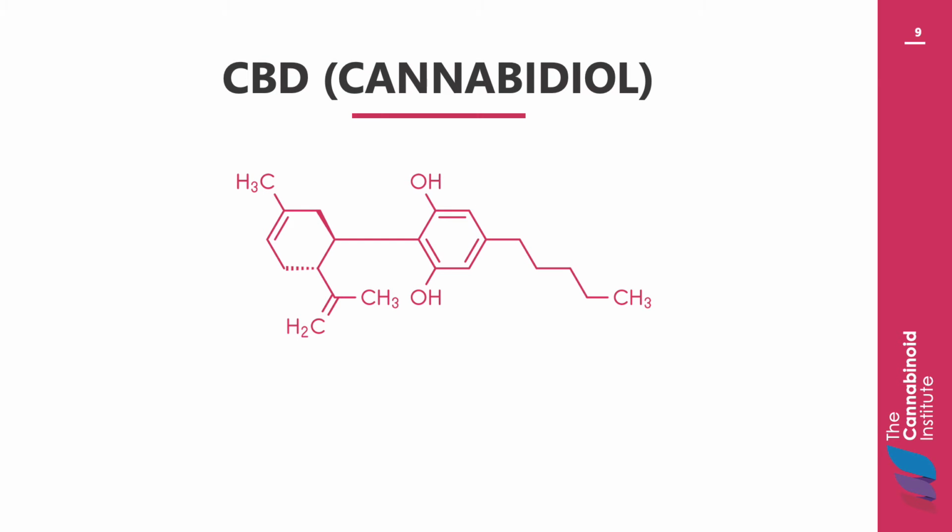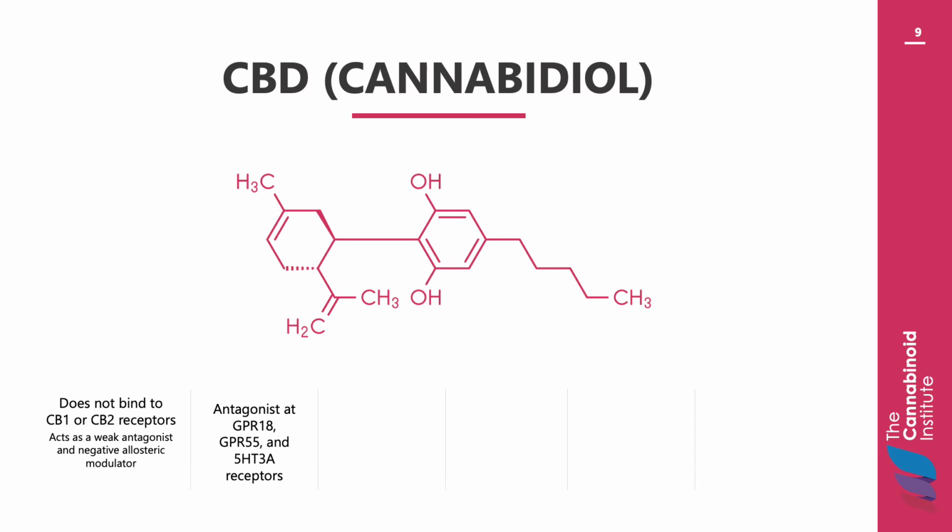Cannabidiol, or CBD, unlike other cannabinoids, does not bind directly to cannabinoid 1 or 2 receptors in the body. Instead, it acts as a weak cannabinoid receptor antagonist and a negative allosteric modulator to help increase endogenous levels of endocannabinoids. CBD also acts as an antagonist at G protein-coupled receptors 18 and 55, as well as serotonin 3A receptors, and acts as an agonist at adenosine and serotonin 1A receptors, which has clinical impact for CBD as an anti-anxiety agent. CBD also inhibits cellular uptake of anandamide and mitigates the clinical effects of THC in the body.